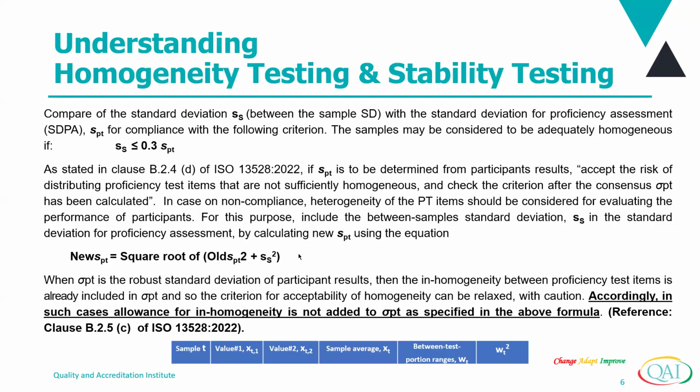So when your SDPA is the robust standard deviation of the participants' results, then the homogeneity between proficiency testing items is already included in your sigma PT, and so the criteria for acceptability of homogeneity can be relaxed with caution. Accordingly, in such cases allowances for homogeneity are not added as specified in the above formula. Again, the references are given from the 1-528 clause B to 5C.